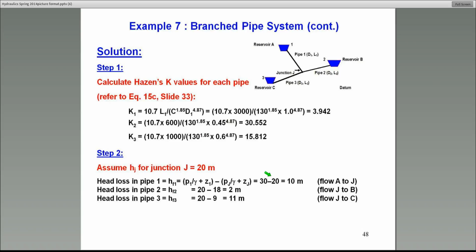Does it matter where you pick the head of J? Can it be below? No, not at all. You can pick any point. In my case, I picked one above and one below. All you have to do is two trials in this problem.